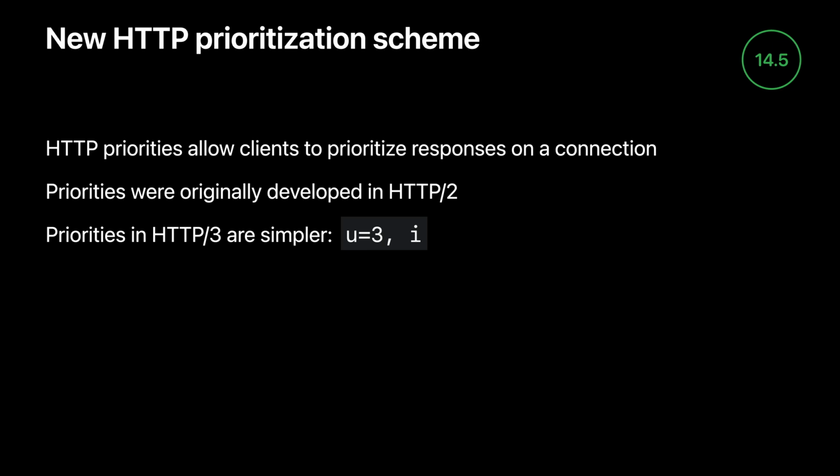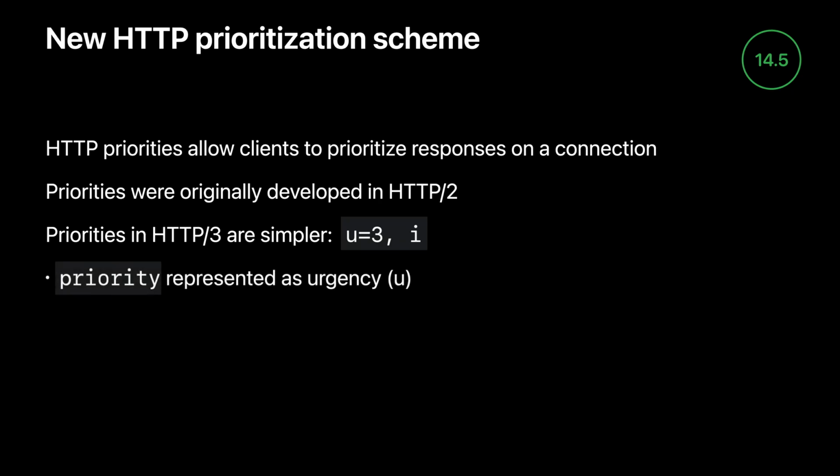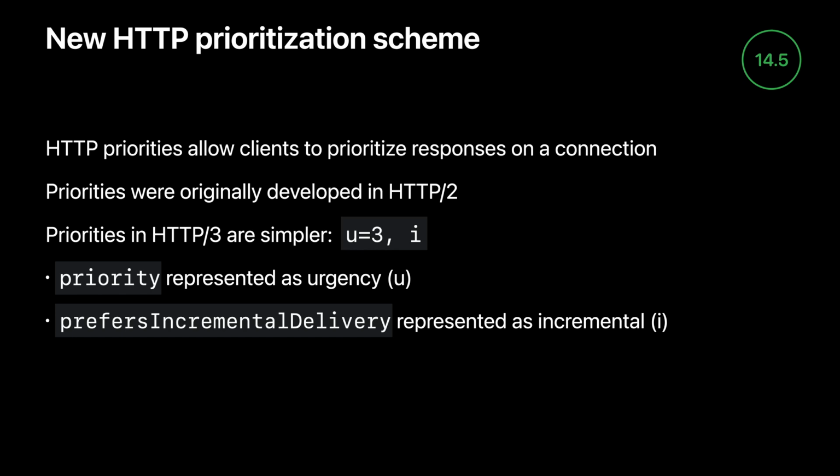A new, simpler model, which relies on HTTP headers, is used by the HTTP 3 stack. In this model, priority is specified with an urgency parameter 0 to 7 and an optional incremental delivery parameter. When using URL session, the API to support priorities remains the same. You still specify HTTP priority using the priority property, which is communicated to the server using urgency. You can enable incremental delivery with the prefersIncrementalDelivery property. The default priority is 3.